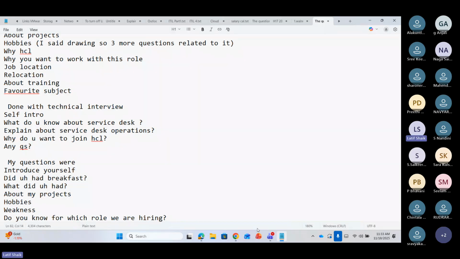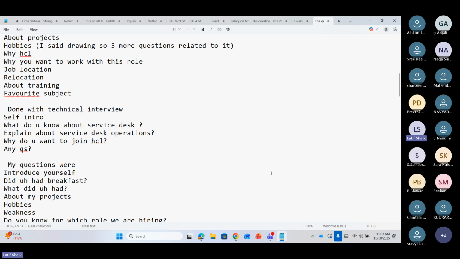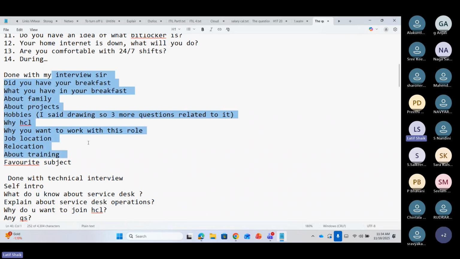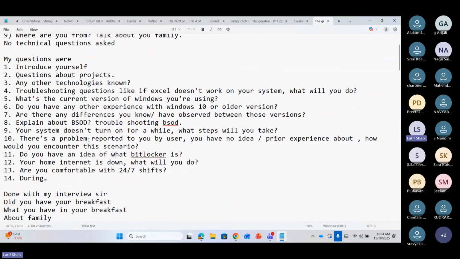So what do you know about service desk? Explain about service desk operations. Same questions. I said drawing, so three more questions. He said hobbies are drawing, so he has some more questions on that front. Sometimes you won't find any technical questions answered, sometimes you will. Questions about your project, any other technologies you know other than what you learned here, anything extra you learned from outside or your college days.